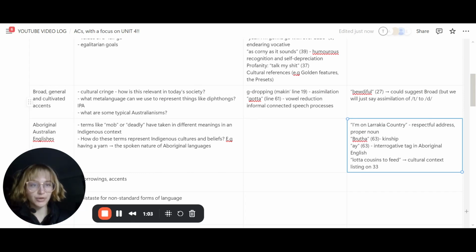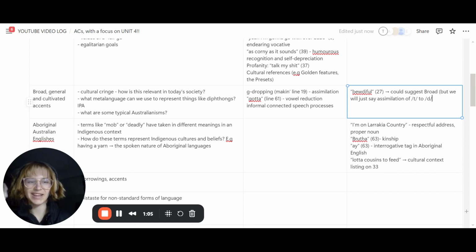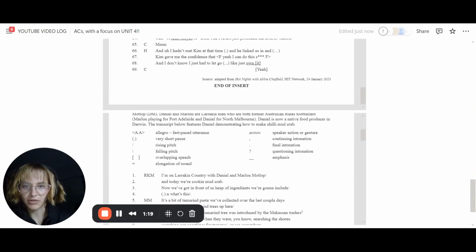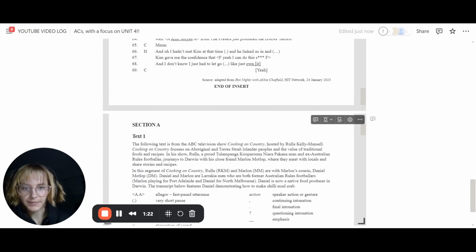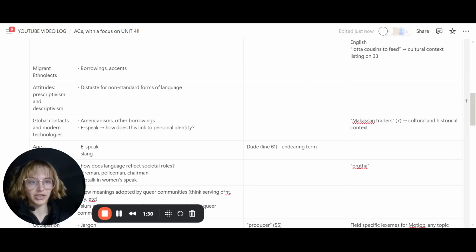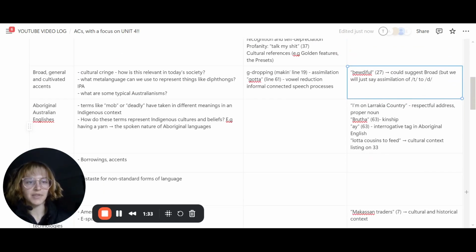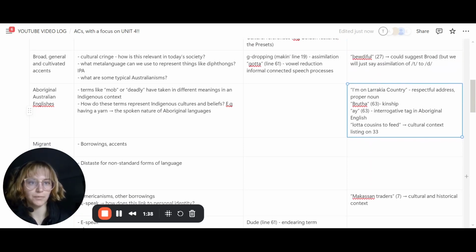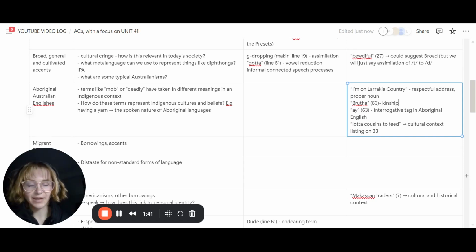We've also got beautiful, where it could kind of suggest a broader accent, but we'll leave it because the speakers, you can't really tell. And also we know that they're all Aboriginal, or it might be Torres Strait Islander people. Yeah, Larrakia men. And so it could be an Aboriginal Australian English feature. So we'd just say the assimilation of the t sound to the d sound. Beautiful, beautiful. We've got quite a lot for Aboriginal Australian Englishes.